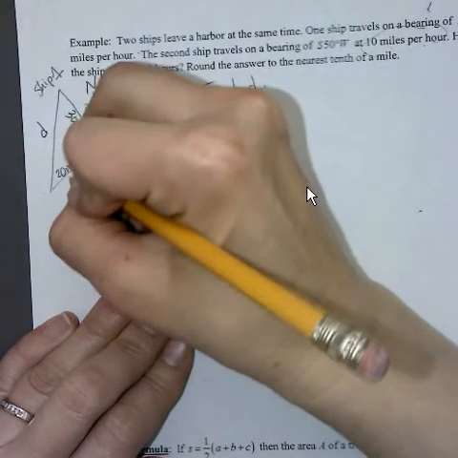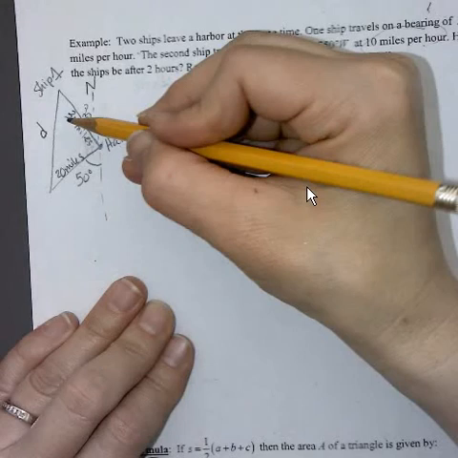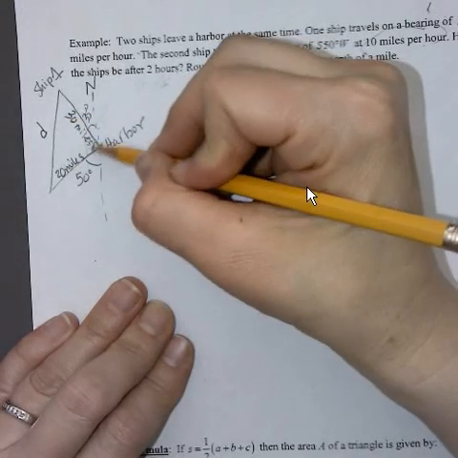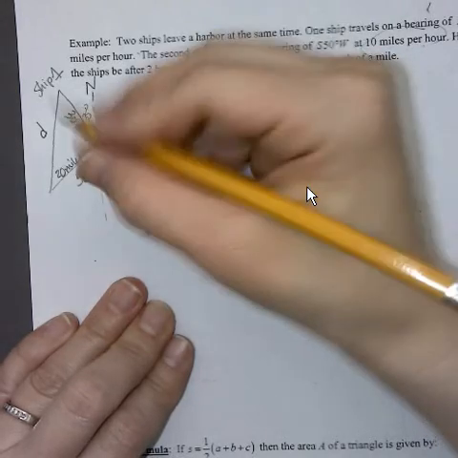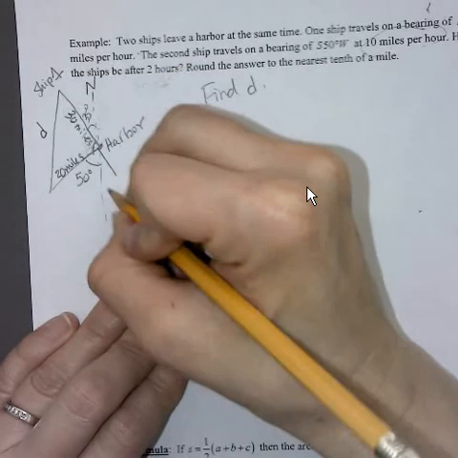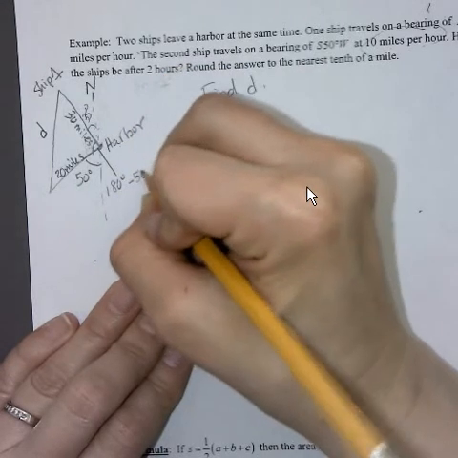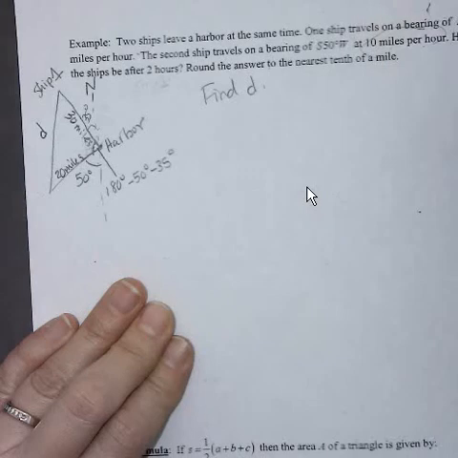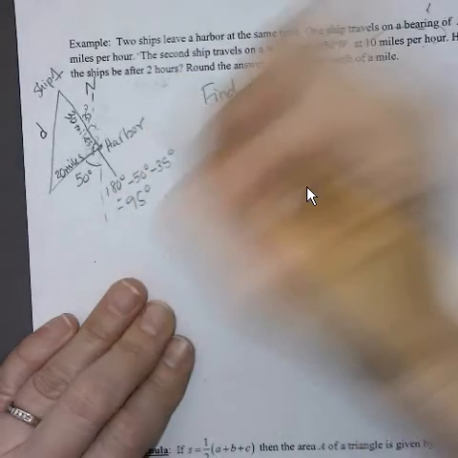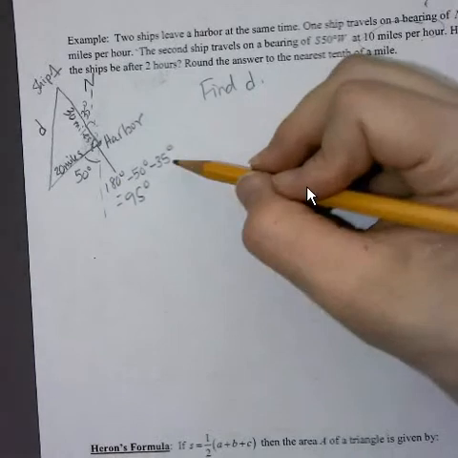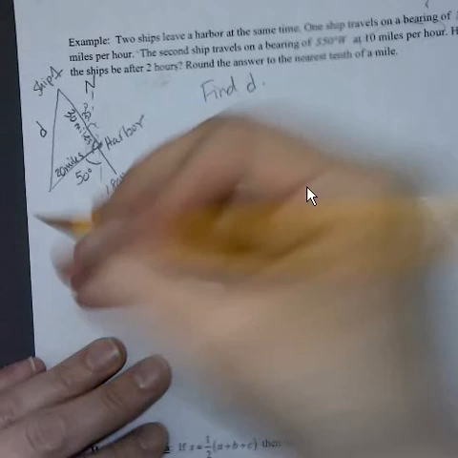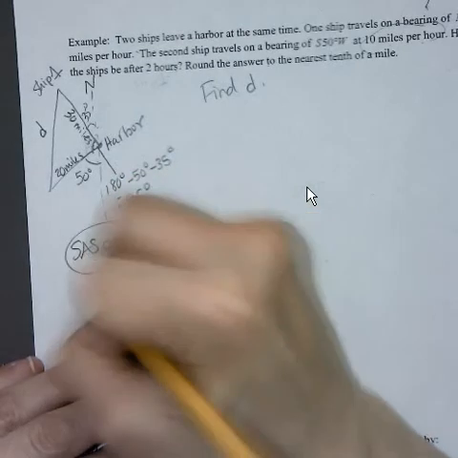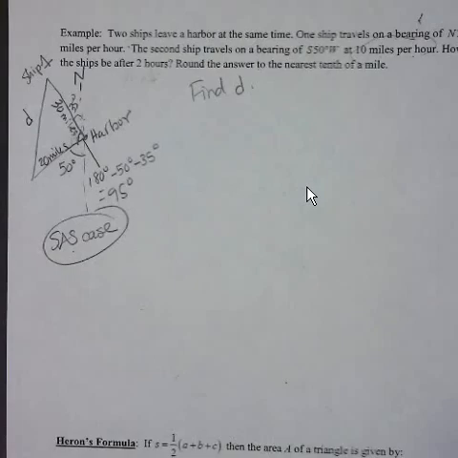So notice this is side-side, and even though this angle isn't directly given, we can subtract from 180 to find this angle. So this angle right here will be 180 degrees minus 50 degrees minus 35 degrees, or 95 degrees. Right, 180 minus 85, yeah, 95 degrees. So this is a SAS case. There's other ways to solve this, but using law of cosines is the easiest way to do it. So we know 2 sides and the included angle. We want to find D.